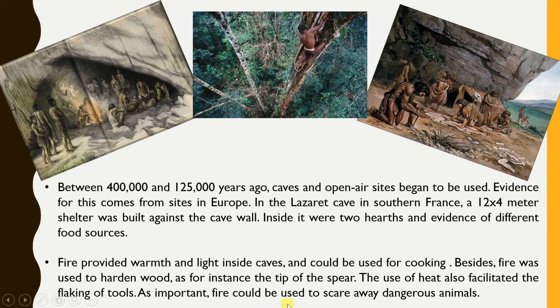Heat was also used for flaking tools, and to scare away dangerous animals. So there were so many uses of fire for the early humans, and as we can see, fire plays a very important role in their lives.